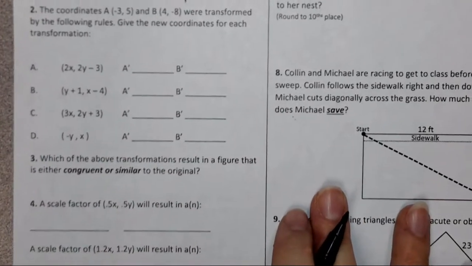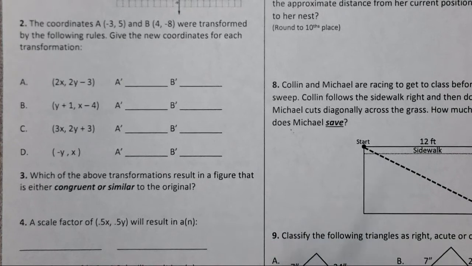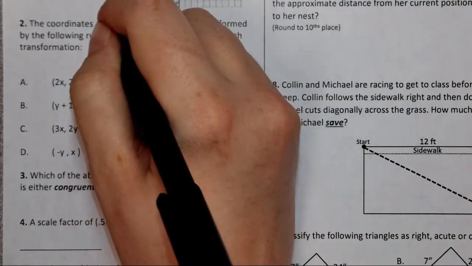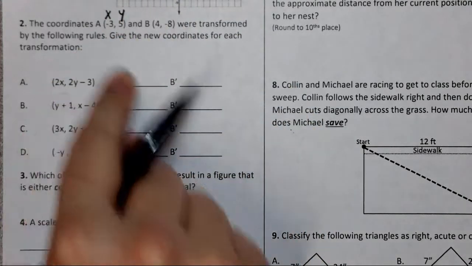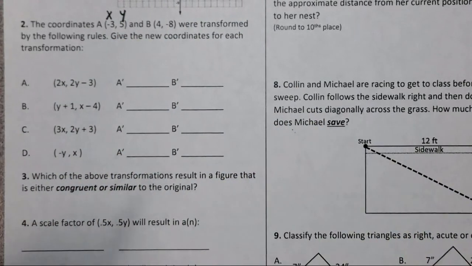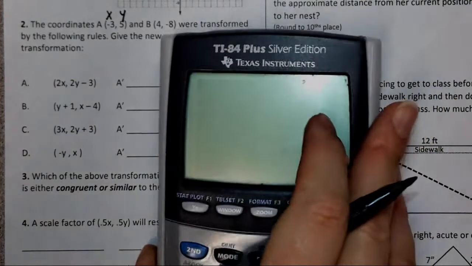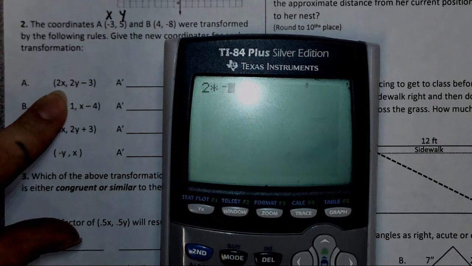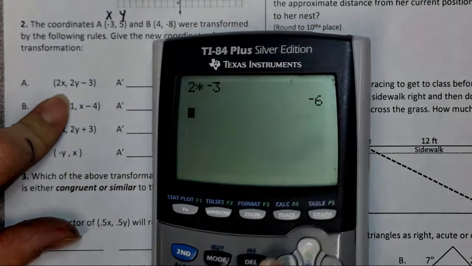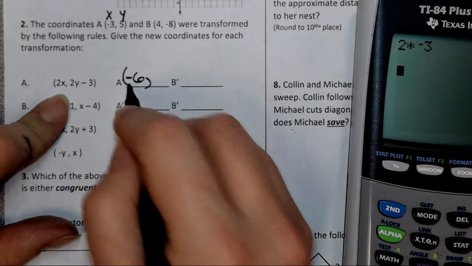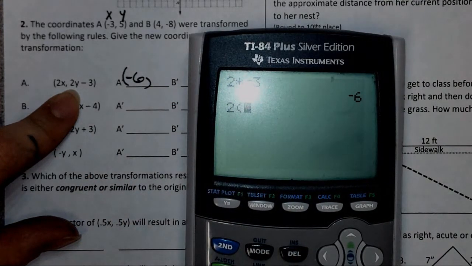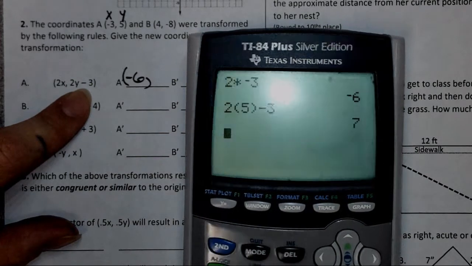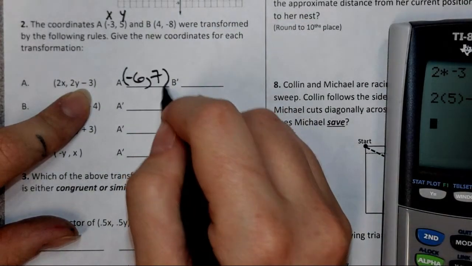Okay. Number 2, the coordinates A at -3, 5 and B at 4, -8 were transformed by the following rules. Give the new coordinates for each transformation. So really, all you need to do for these is take your X and your Y and plug it in and get your answer. For A, the X is -3, so 2 times -3 means that our new X is going to be -6. For Y, 2 times 5 minus 3 gives us 7. So that's our new coordinate.